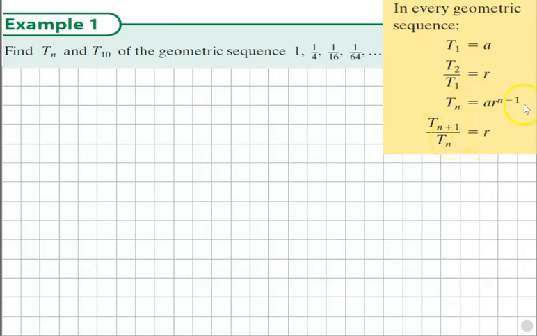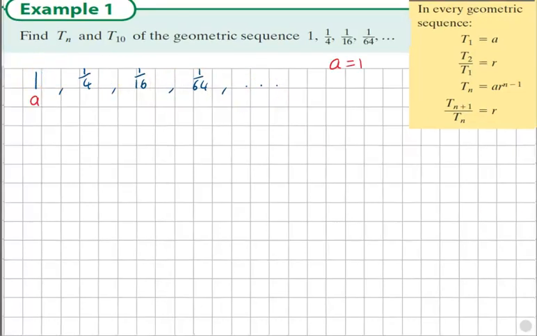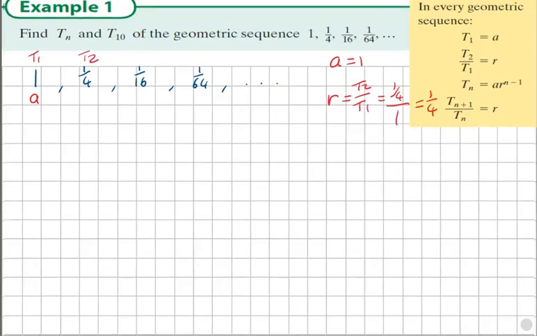So the third statement here, the formula for Tn that's given in the formula book, no need to learn it off. So I'm going to start by writing out my sequence. I'm going to label the 1 as a. That's the first term. I'm going to label the 1 also as T1, term 1. I'm going to label a quarter as term 2.